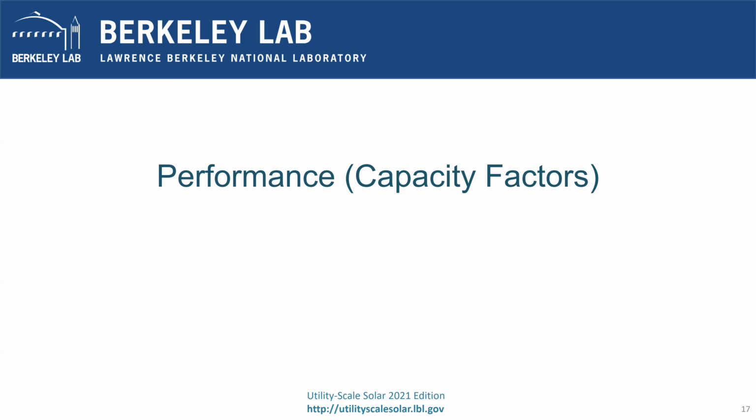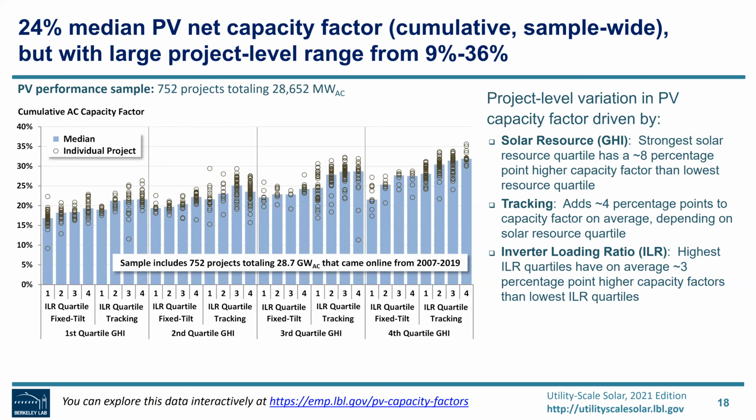So for our sample of, in this case, 752 projects totaling 28.6 gigawatts that came online through 2019, you can see here that capacity factors range from as low as 9% up to 36% on an AC basis, with the median residing around 24%. So there's quite a bit of variability, and a fair amount of that variability can be explained by the three drivers that we've broken out in this graph here.